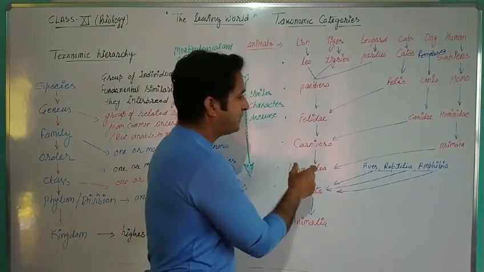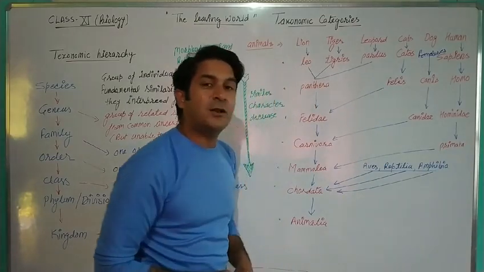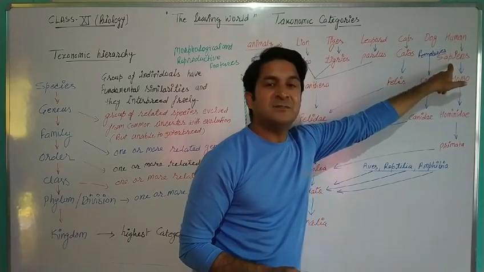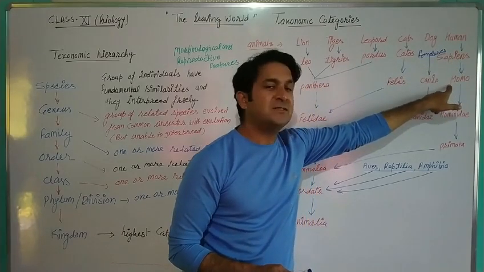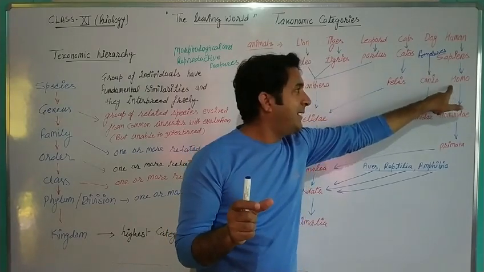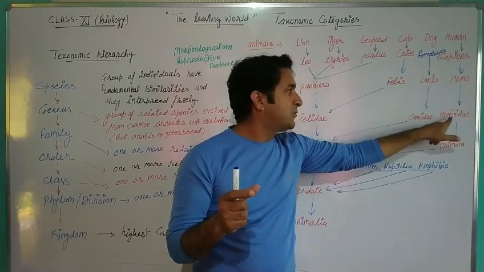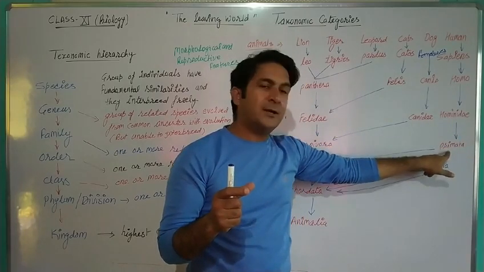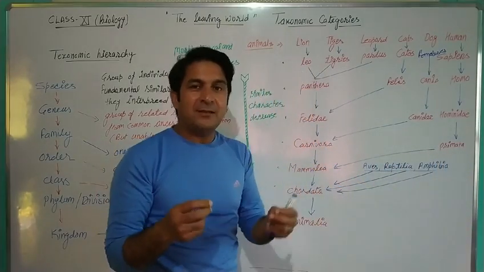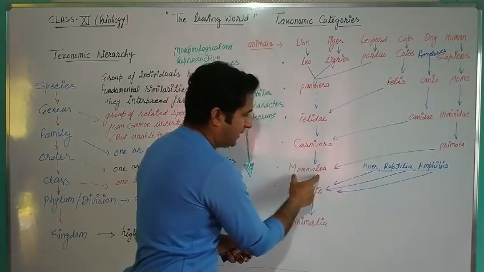Now let's see the order Carnivora and Primata. Primata is the order of human. So let's see the classification hierarchy of human also. Human has the species sapiens and genus Homo. So the scientific name of human is Homo sapiens, right? We have the family Hominidae, and we come under order Primata. Carnivora and Primata both have some common characteristics, so both come under Mammalia.